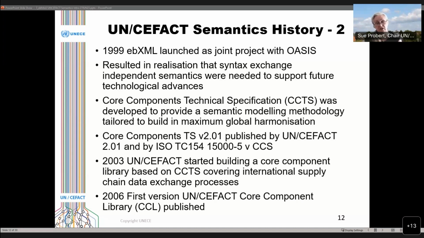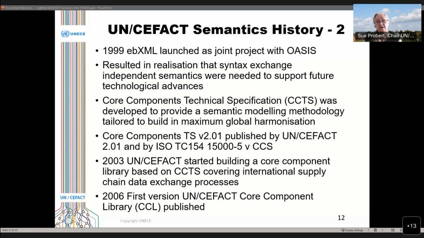In order to, as a result of that project, one of the key results, published as ISO 15000 Part 5, is the Core Component Specification, also published by UN/CEFACT as version 2.01 of the Core Components Technical Specification. This was a methodology developed by the people who worked on the ebXML project, and it was a way of defining semantics globally in the most harmonized way. And I will go into a bit more detail on that.